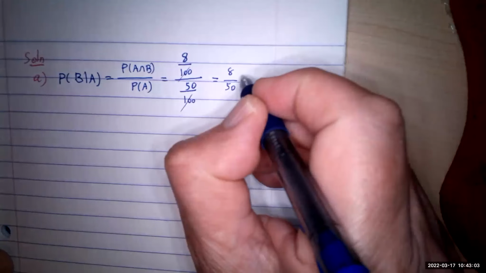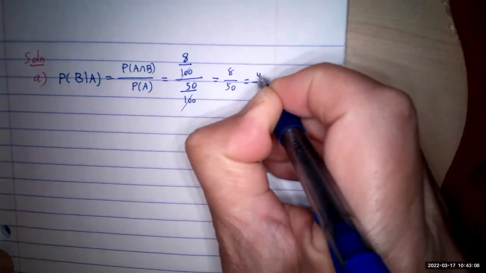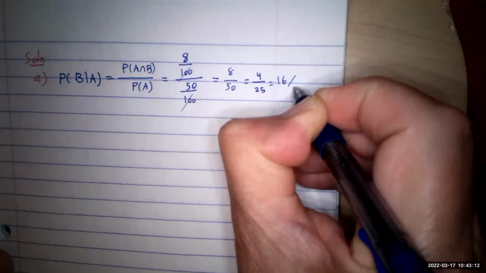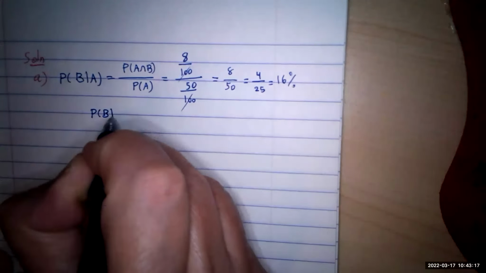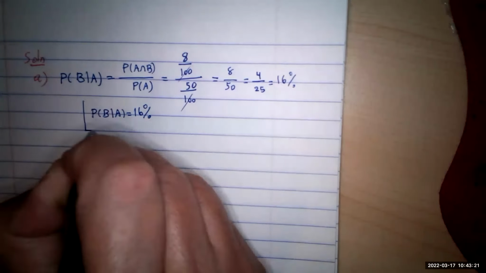You can use your calculator, or what is this going to be? If you multiply the top and the bottom by 2, it's 16 over 100, which is 16%. You can simplify it if you like. If you don't want to give us a percent, you have to simplify. It's going to be 4 over 25, or it is 16%. So the probability of the first one, B given A, is going to be 16%. So that's the first part. Any question?